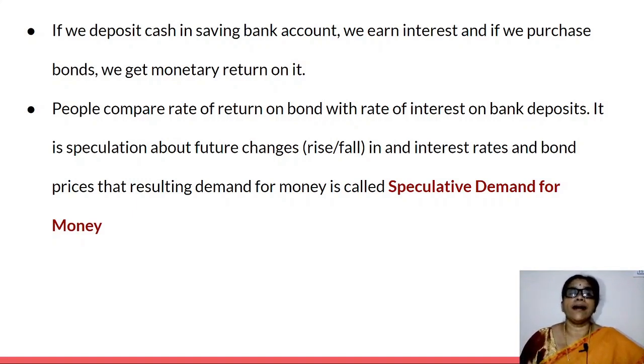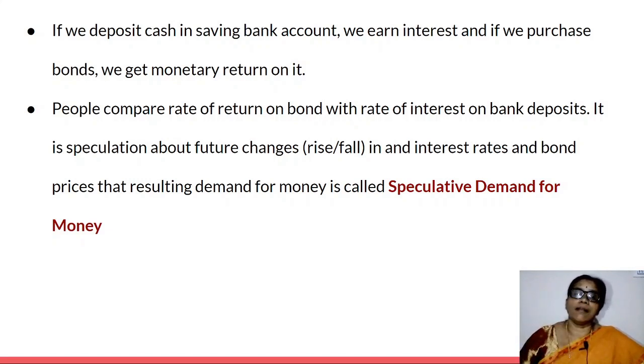Now people compare the rate of return on bonds with the rate of interest on bank deposits. It is speculation about future changes. That is, the people expect future changes. Future changes means either a rise or fall in interest rates and bond prices. The resulting demand for money is called speculative demand for money.